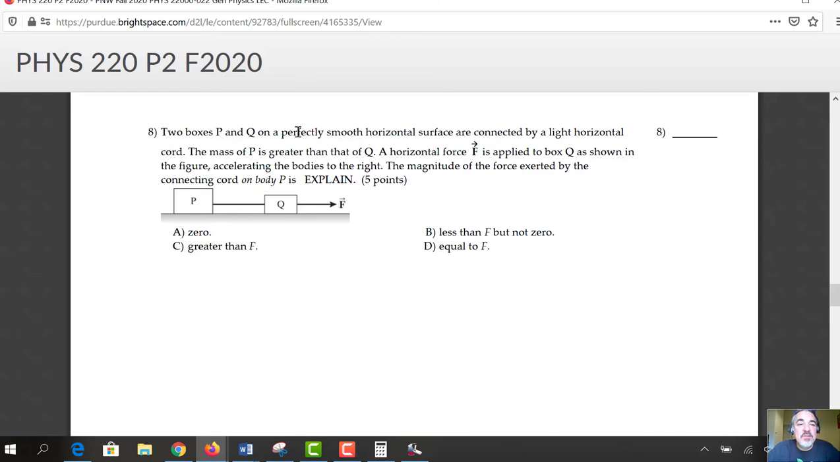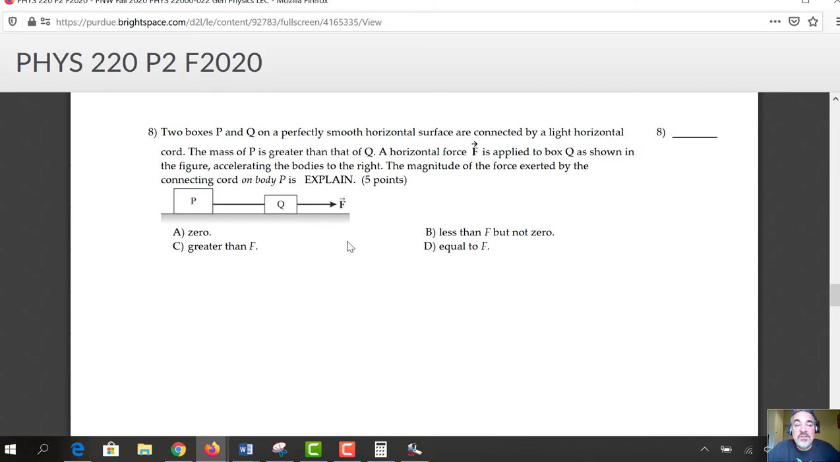Okay, number 8. This goes back to chapter 5, by the way. Two boxes, P and Q, you can see in the picture, P and Q, mind your P's and Q's, are on a perfectly smooth surface, are connected by a light horizontal cord. The mass of P is bigger than Q. A horizontal force F is applied to box Q, as you can see in the picture, accelerating the boxes to the right. Okay, so if they're accelerating, that means there's a net force.